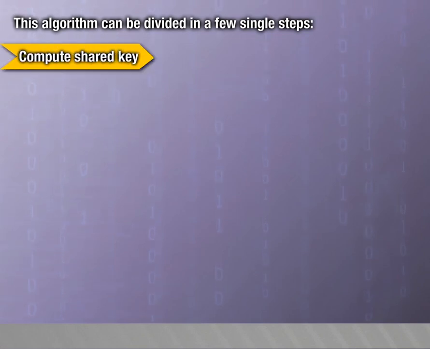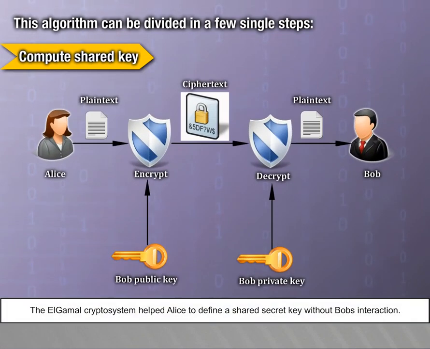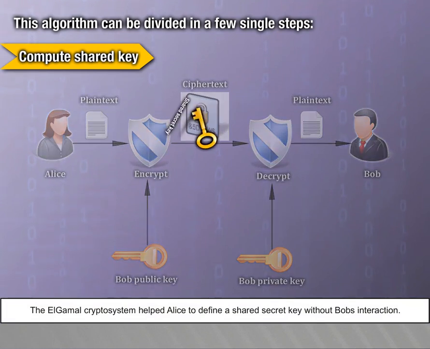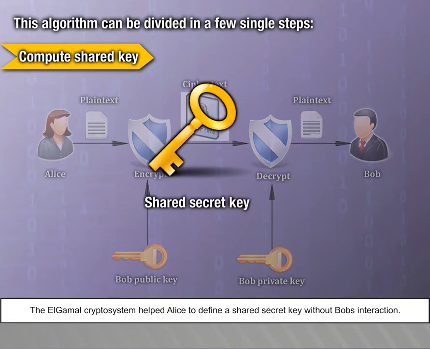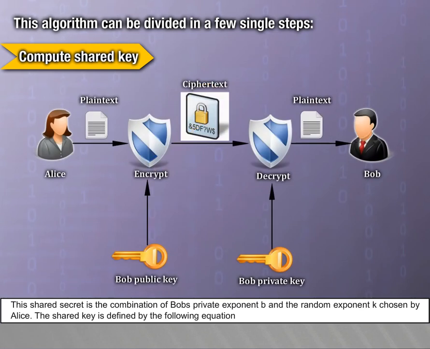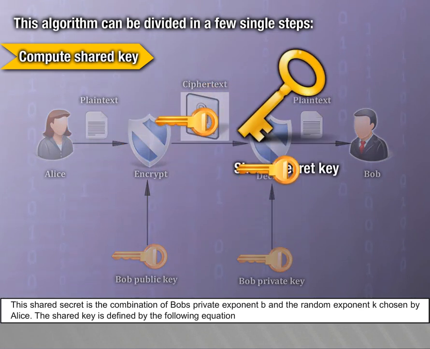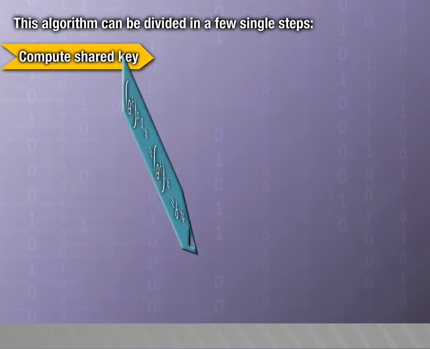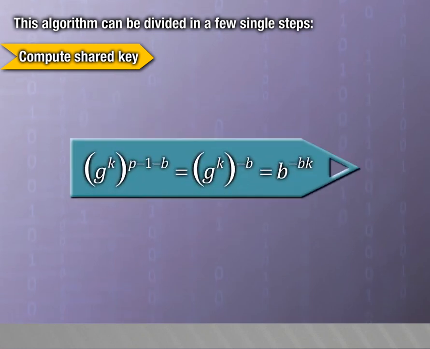Compute shared key. The Elgamal cryptosystem helped Alice to define a shared secret key without Bob's interaction. This shared key is a combination of Bob's private exponent b and the random exponent k chosen by Alice. The shared key is defined by the following equation: (G^k)^(p-1-b) is equal to (G^k)^(-b), which is equal to G^(-bk).